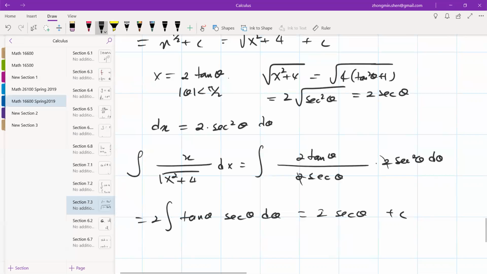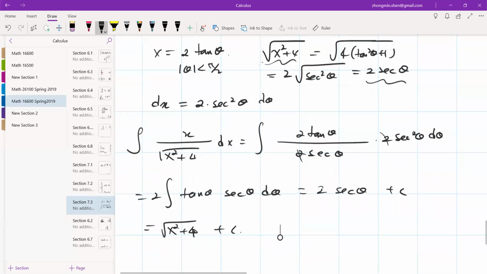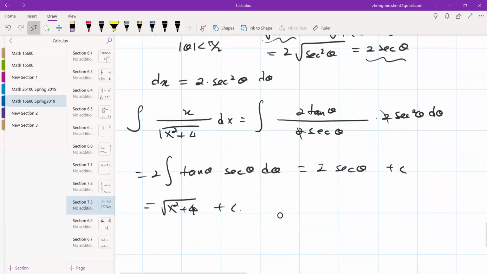So 2 secant theta, what's the relationship? We already did that, right? 2 secant theta is the square root of x squared plus 4. Okay, so you get the same answer. A little bit more complicated maybe. If you are not familiar with secant theta and tangent theta, then this is a problem. But it still works. You get the same result.